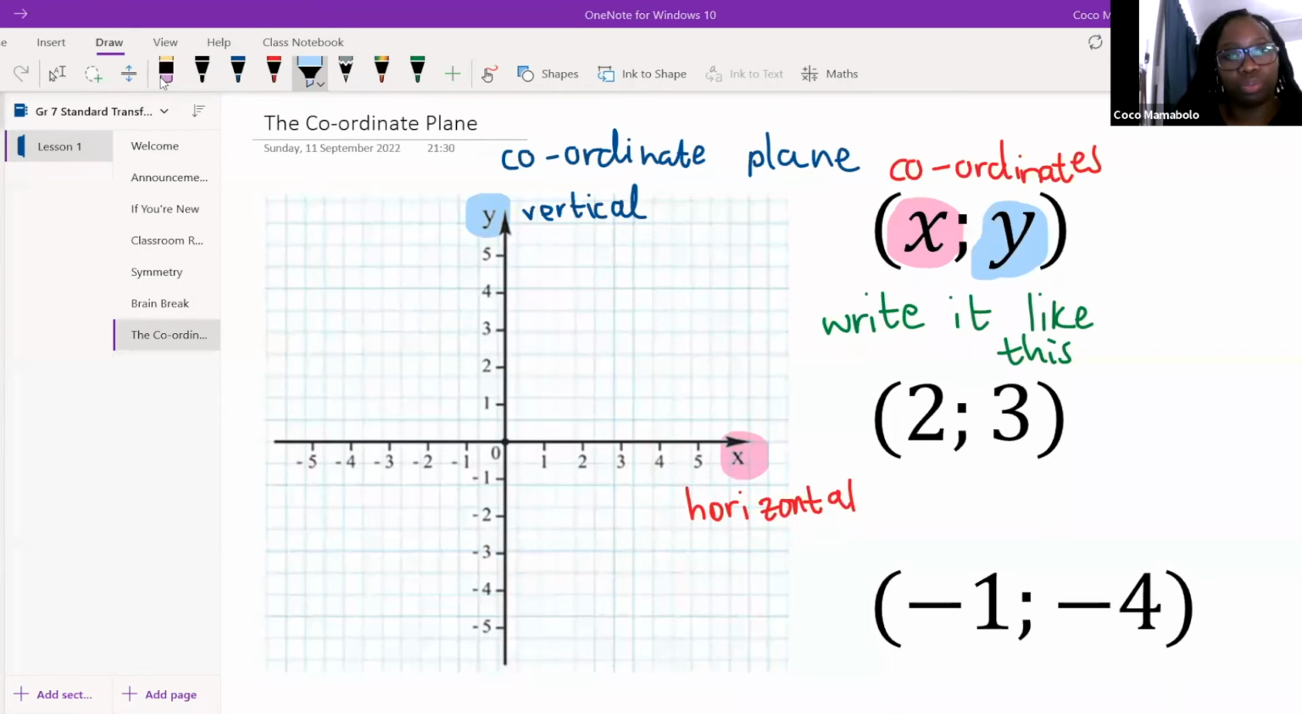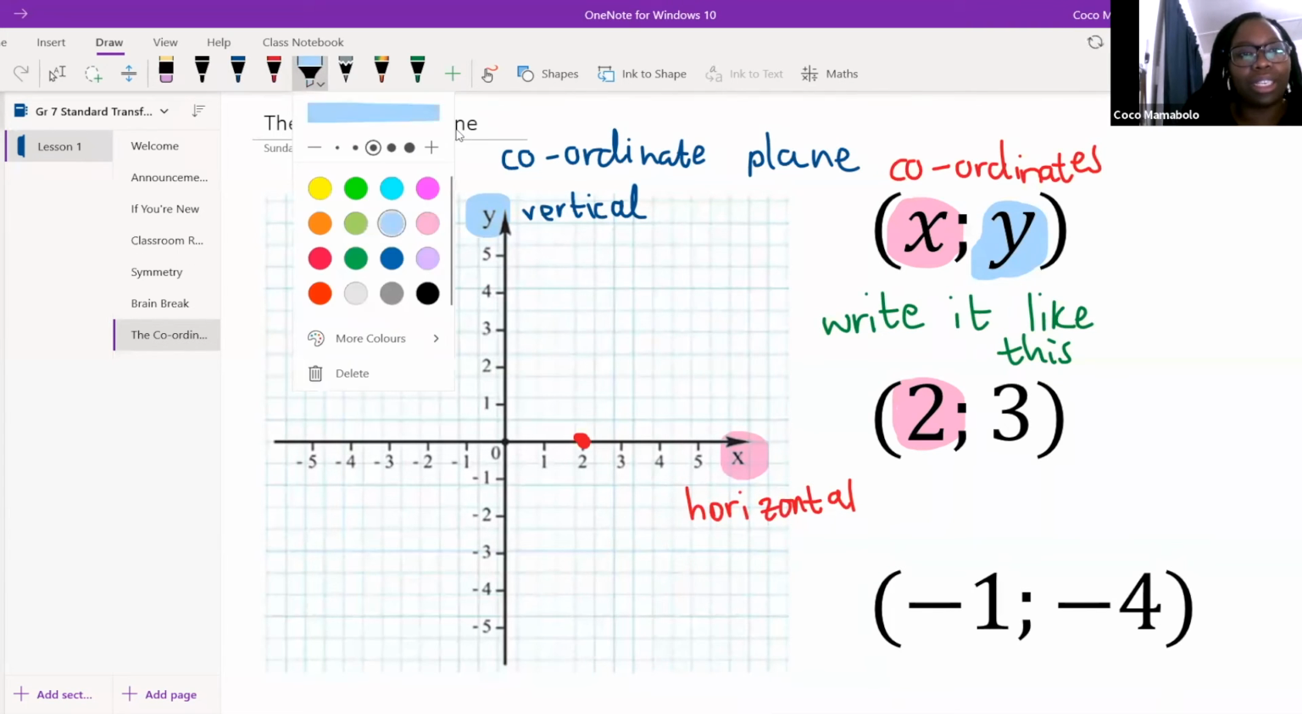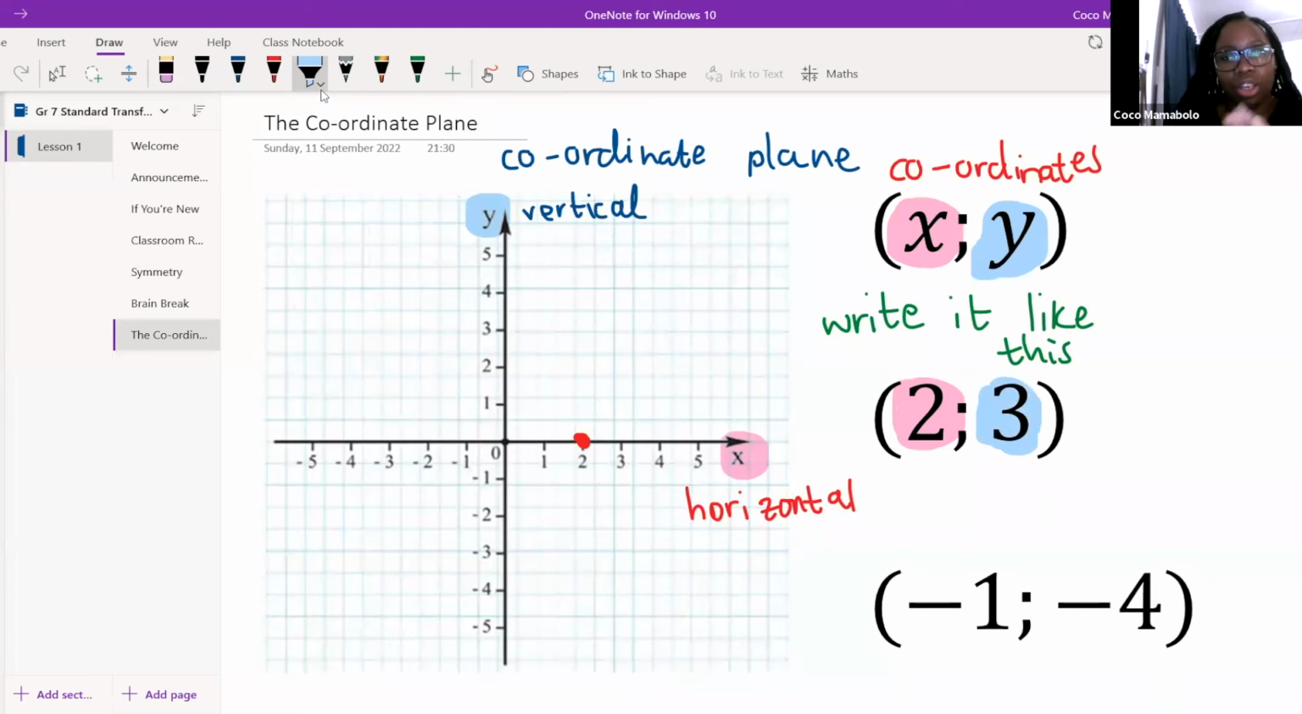All right, so I'm looking at this point over here, 2; 3. My 2 over here is my X value. So I'm going to go onto my horizontal line and look for 2, and I'm going to make a dot at 2. And then my 3 is my Y value, which is on my vertical line. So I'm going to look on my vertical line, the one that goes up or down, and look for 3, and put a dot.